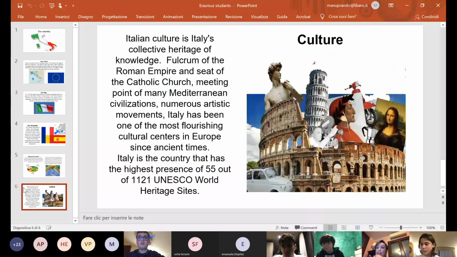Okay, now Annalisa. Italian culture is Italy's collective heritage of knowledge, fulcrum of the Roman Empire and seal of the Catholic Church, meeting point of the many Mediterranean civilizations and numerous artistic movements. Italy has been one of the most flourishing cultural centers in Europe since Einstein's time.